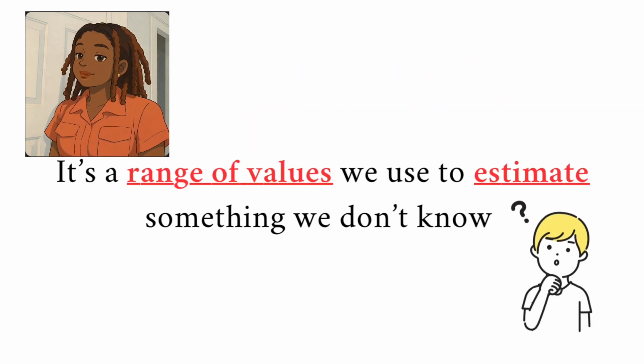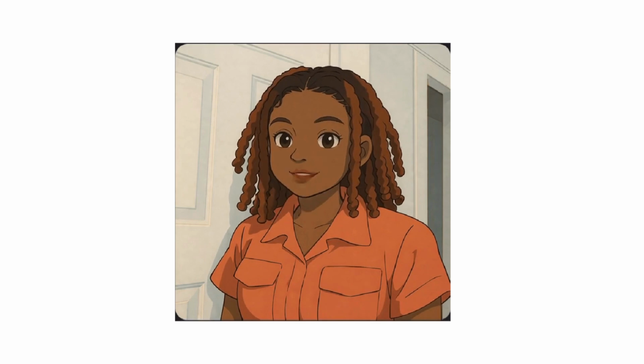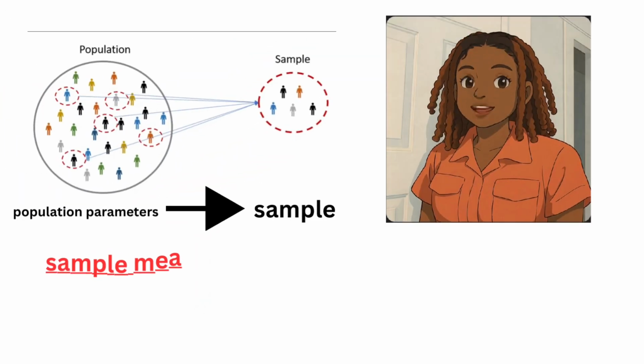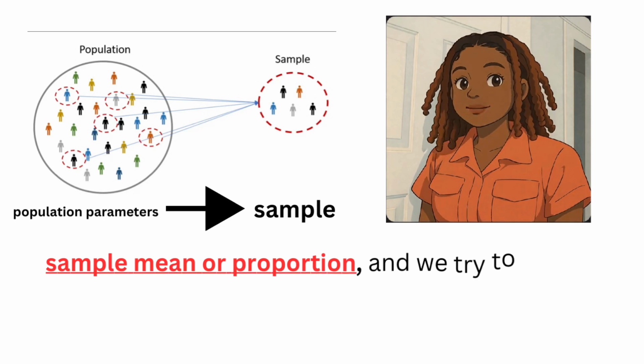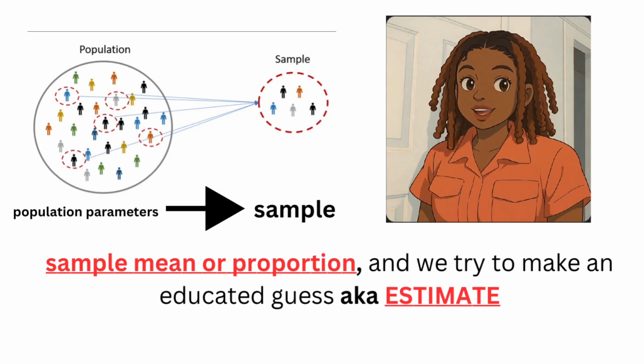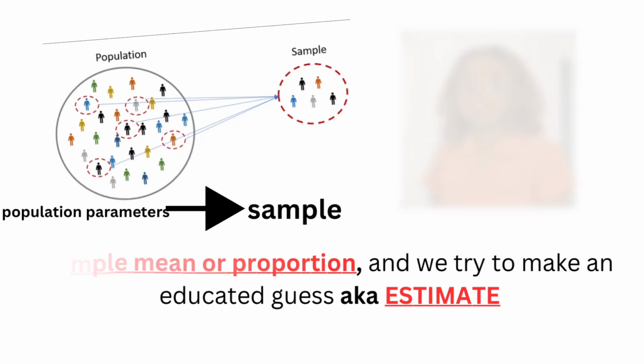In simple terms, it's a range of values we use to estimate something we don't know, like the average age, height, or opinion of an entire population. We don't usually have data for the whole population, so we take a sample mean or proportion, and we try to make an educated guess about the population parameter using that. This guess is called a confidence interval, and it's a type of probability statistic.